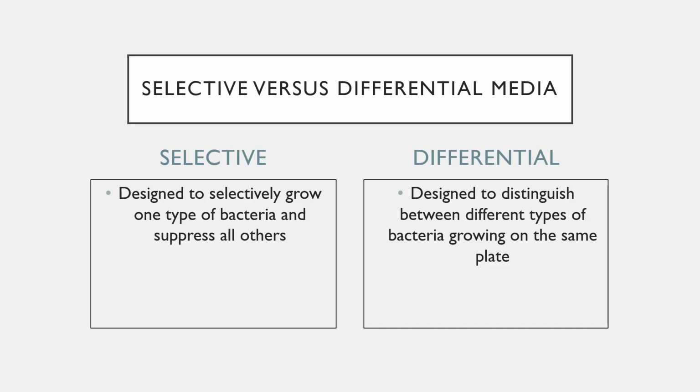And so the utility of both of these types of media in the lab is that they allow you to identify specific species of bacteria by giving you, for example, a color change, or by suppressing the growth of other types of microbes and proving that there is a specific type of microbe in a sample. Let's look at some examples.